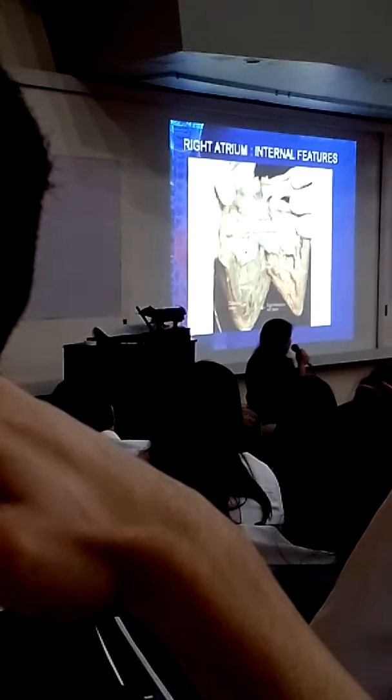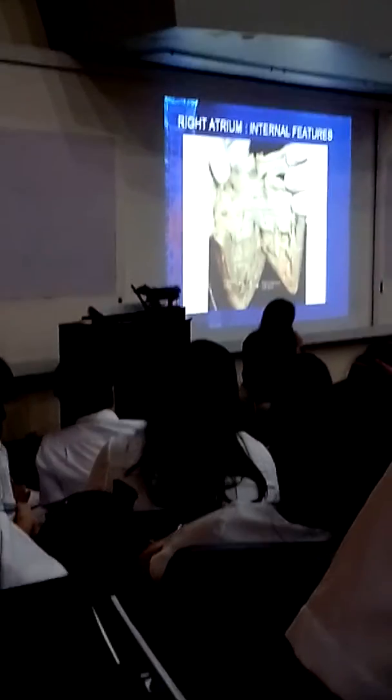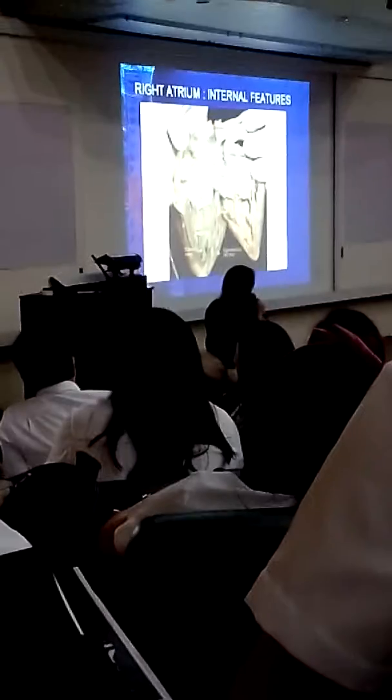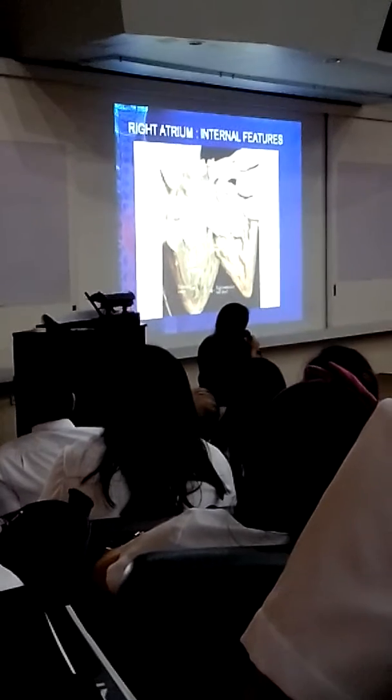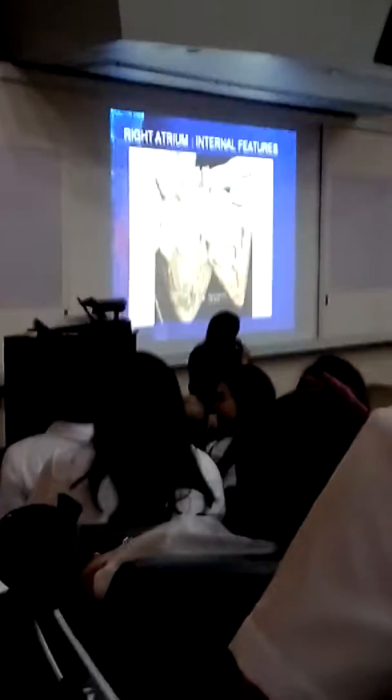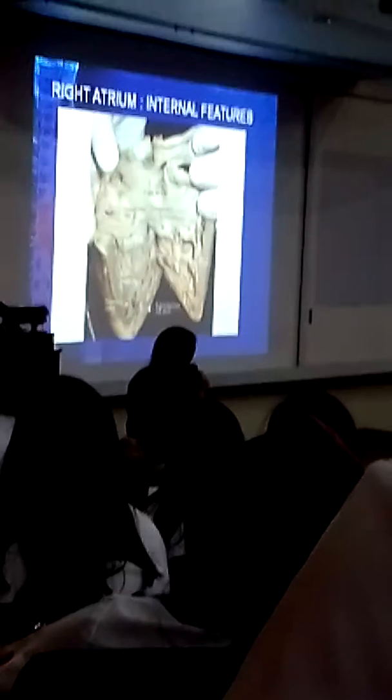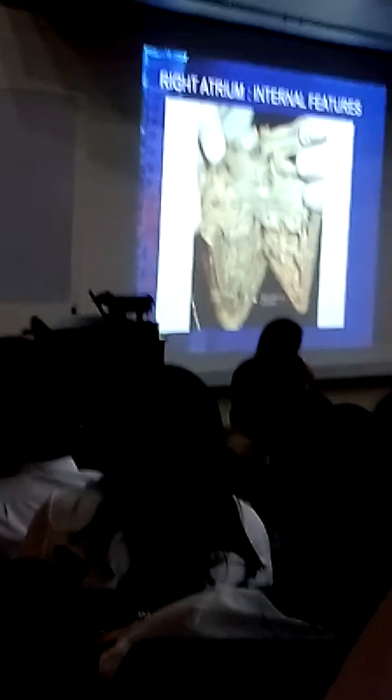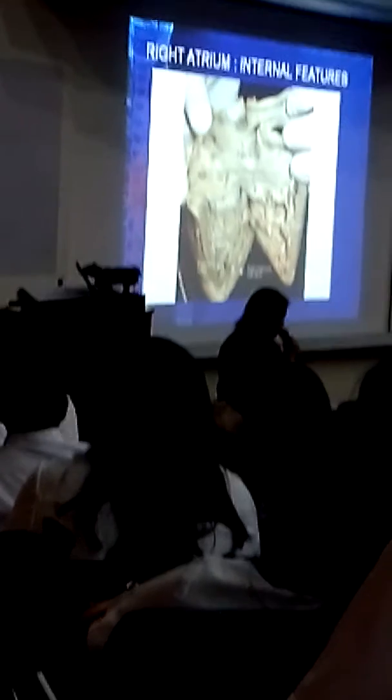The right atrium also has an opening, an ostium, called the coronary sinus, in which it receives most of the cardiac veins of the heart. It is located in between the AV orifice and the inferior vena cava orifice.